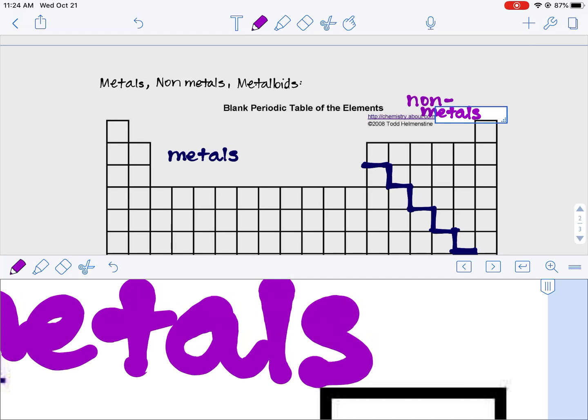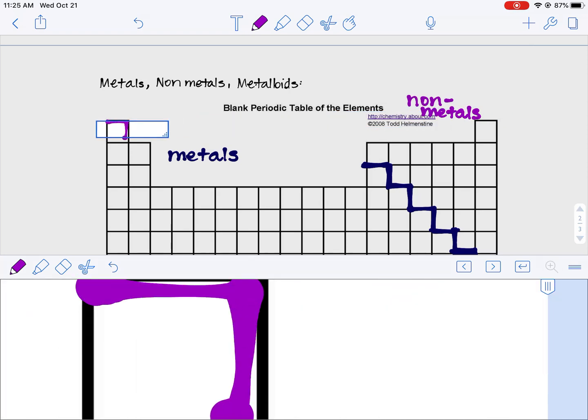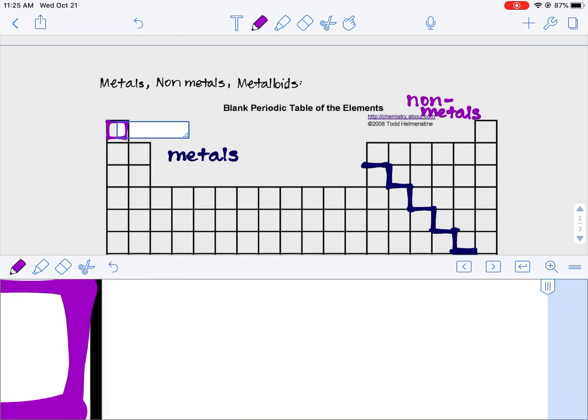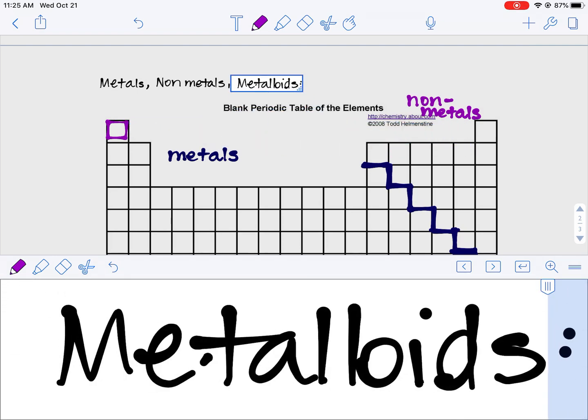That's where we'll find our gases. Except for hydrogen. Despite the fact that hydrogen is positioned to the left of the staircase where the rest of the metals are, hydrogen is a gas. It is considered to be a nonmetal.